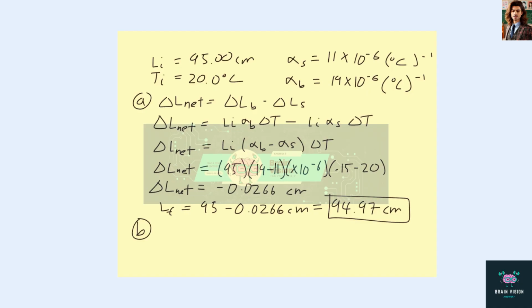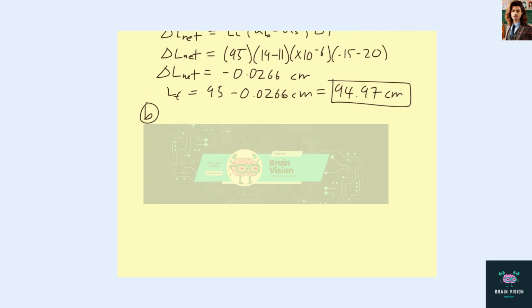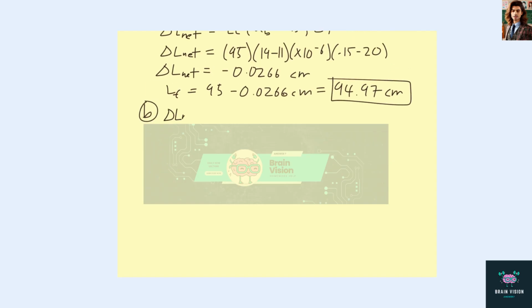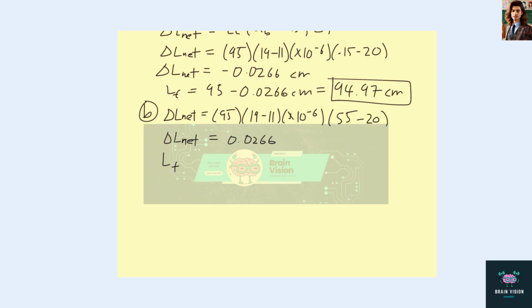Now B is a very similar question. You're just changing T final, so let's go to our L net equation again and plug stuff in. So delta L net is equal to our initial, which is going to be 95 centimeters again. We have to subtract our linear expansion coefficients, times 10 to the negative 6. And then our change in temperature is the only thing that changes, so we're going to end with 55 degrees Celsius. We have to subtract the initial 20 degrees Celsius from that, and you should find that our delta L net in case B is going to be equal to a positive 0.0266. So therefore our final will just be 95 plus 0.0266, which is going to be equal to 95.03 centimeters.